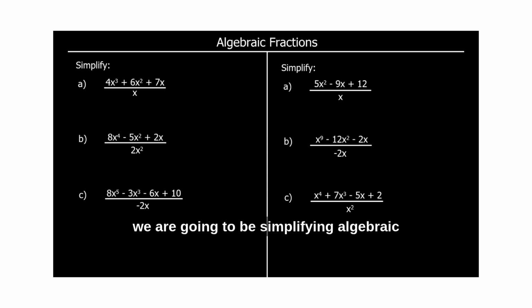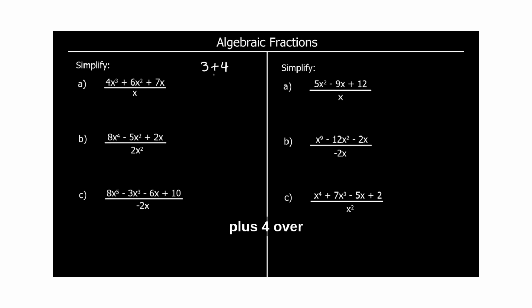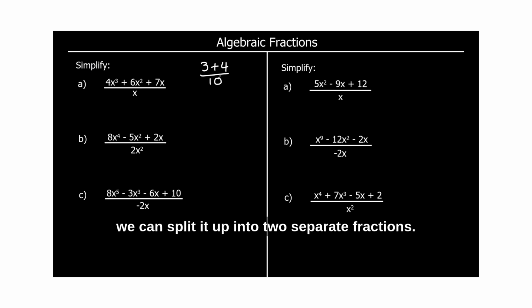In this video, we are going to be simplifying algebraic fractions. The first one, here we've got 4x cubed plus 6x squared plus 7x all over x. When we have a fraction in this form, it's the same as having (3 plus 4) over 10. So what we can do, we can split it up into two separate fractions. We can unadd the fractions.